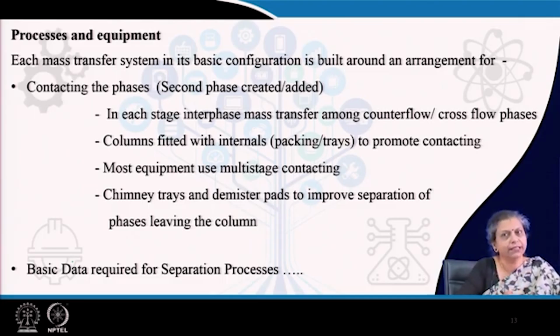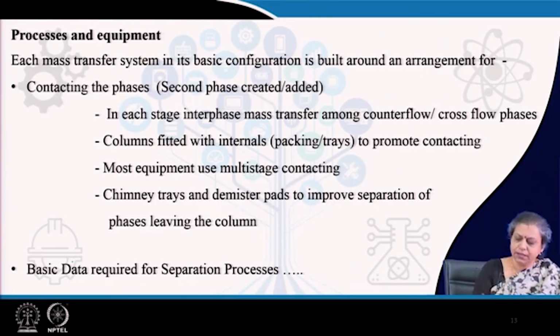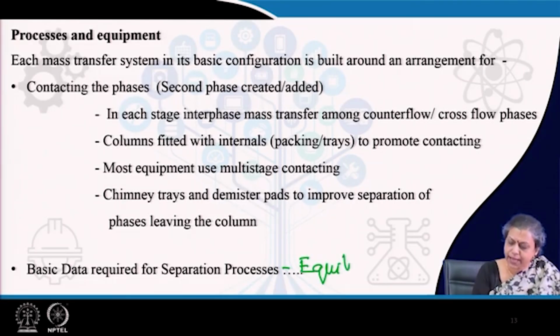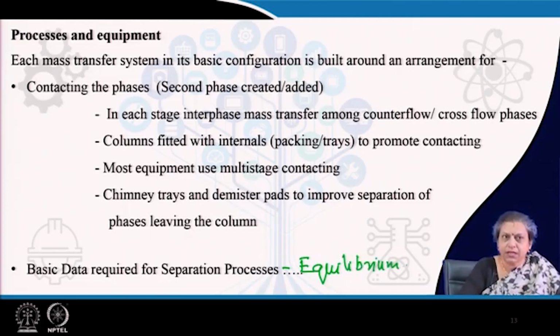But the first thing that we require for any separation process, for any interface mass transfer process, is data on equilibrium. So, in the next class we are going to discuss equilibrium, or rather phase equilibrium, for all the processes that we have discussed in this class, and after that we will be taking up each process individually and going into the details of those.